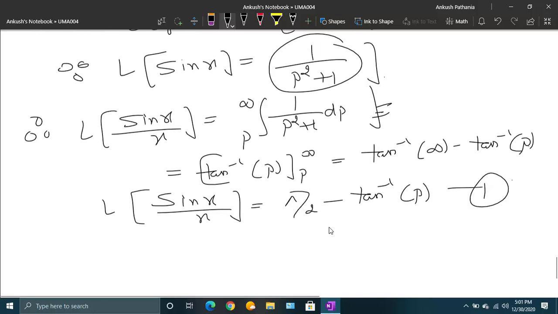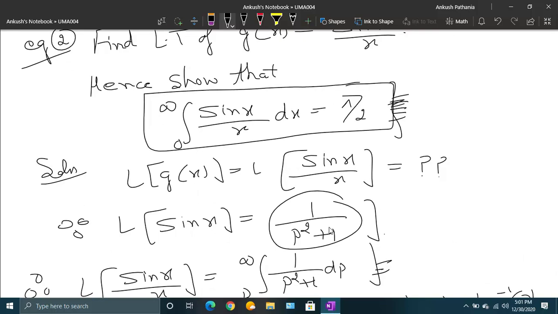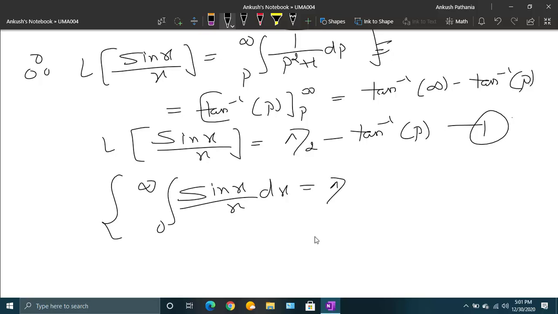Now the other part is that you have to find the integration from 0 to infinity of sin x upon x dx, which is equal to pi by 2. This is what I have to find now. In these types of questions, they are related to the definition of Laplace. What we have done here is found the Laplace of sin x by x using property 3, and we got this result.